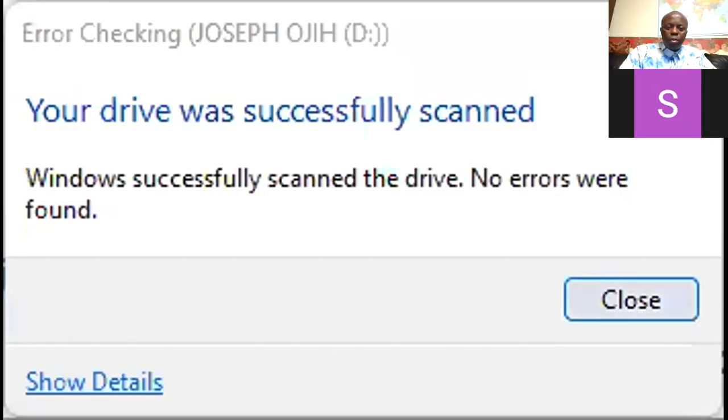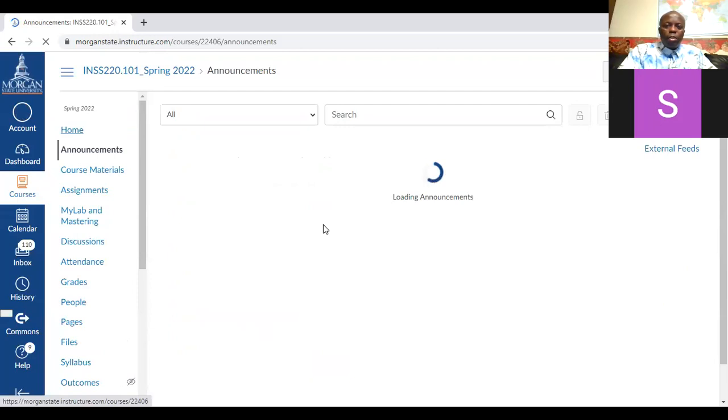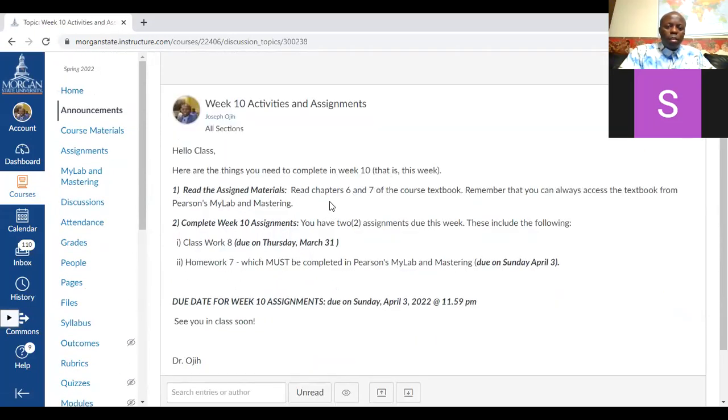So many pages I put. All right. So this here is what we have tonight. I know you can see the screen. For this week, I'll be at chapter 7, which we started last week. And for assignment, classwork 8, which will come out as soon as we finish the classes, and then homework 7. They are all due on April 3rd.